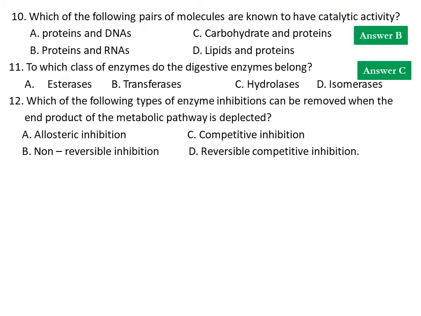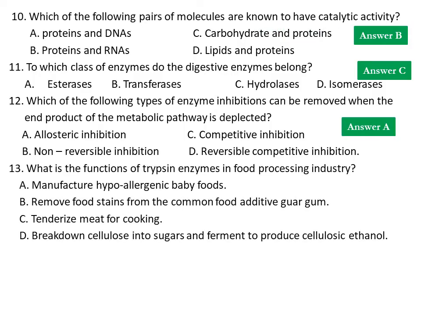Question number 12. Which of the following types of enzyme inhibition can be removed when the end product of a metabolic pathway is reduced? A, allosteric inhibition. B, non-reversible inhibition. C, competitive inhibition. D, reversible competitive inhibition. So the answer should be A.